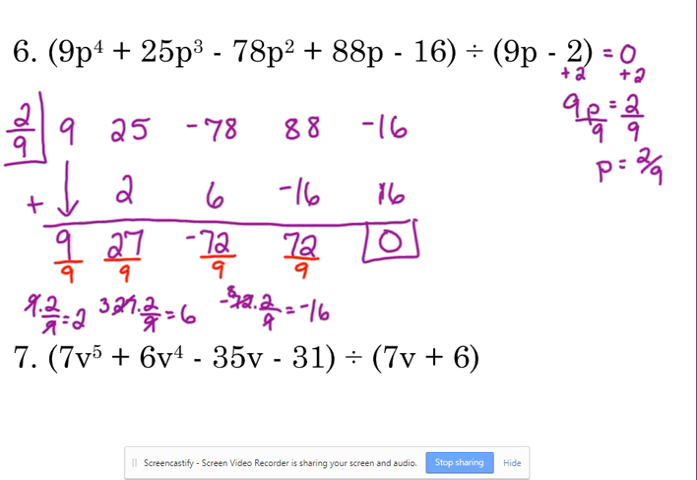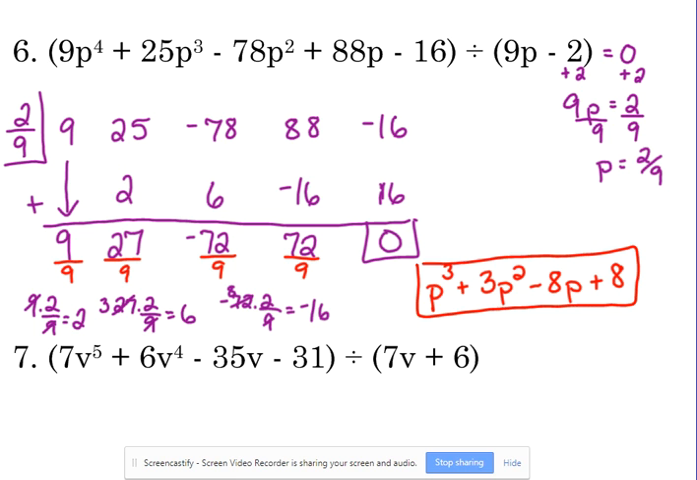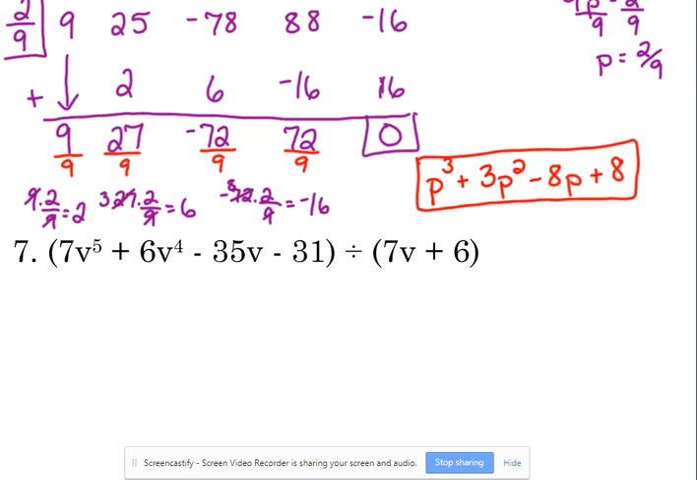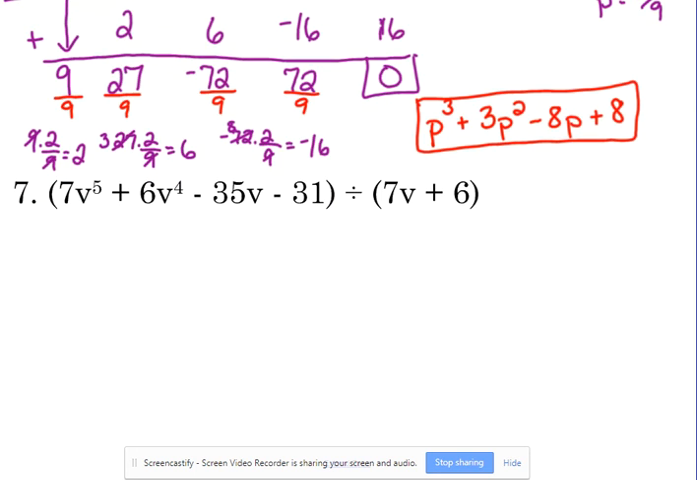So here's what my answer should look like. We had p to the 4th, so we reduce it to p cubed. 9 divided by 9 is 1, so that's p cubed plus 27 divided by 9 is 3, 3p squared. Negative 72 divided by 9 is negative 8p. Positive 72 divided by 9 is positive 8. Remainder of 0, so there is our final answer. Okay, so we're not changing the process of the synthetic division. You just have to remember, if there's a fraction on the shelf, at the very end, you have to divide all those coefficients by the denominator of the number that was on the shelf.